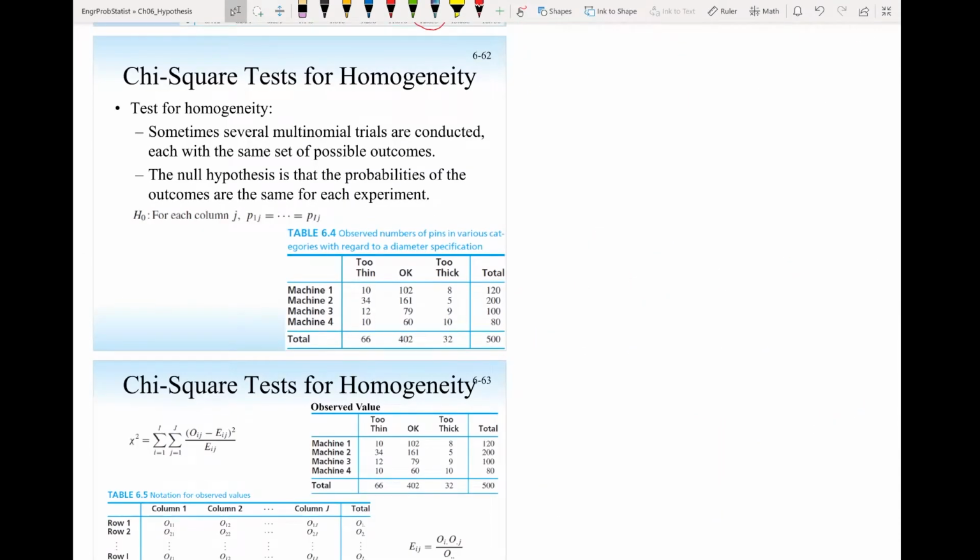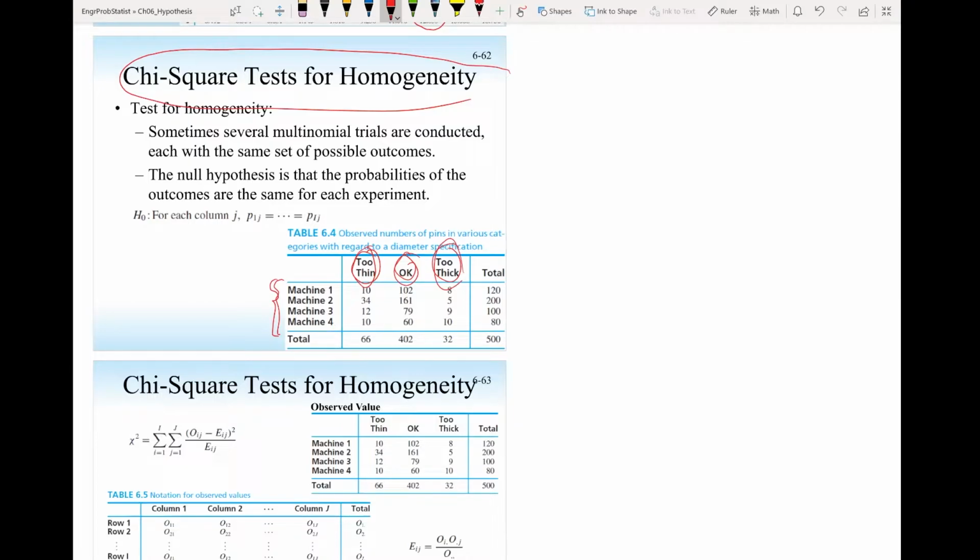Now, a second application for the chi-square test is to test the homogeneity of a system or of machines. So just imagine that you have 4 machines in the factory that produce pipes or pins. And the pins could be too thin, or okay, meet the specification, or too thick. So there are 3 possibilities for the pin. And you want to test, are these machines homogeneous? Are they uniform? Do they produce too thin with the same probability, okay with the same probability, too thick with the same probability? That's what you need to test.